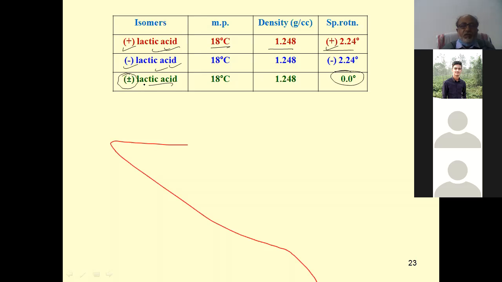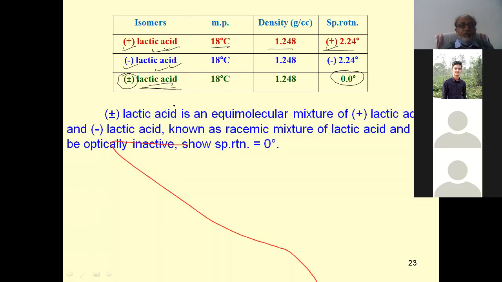What is this mixture called? Already you know it, so I'm just asking. Racemic mixture. So that will be racemic lactic acid. Plus-minus lactic acid is an equimolecular mixture of plus lactic acid and minus lactic acid, known as the racemic mixture of lactic acid, and it will be optically inactive. The specific rotation will become 0.